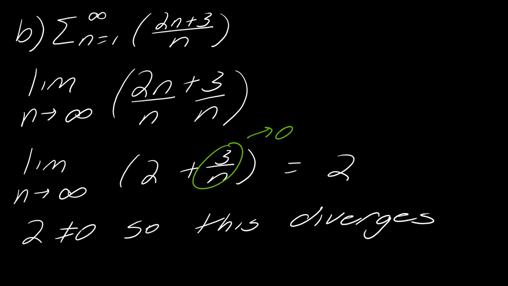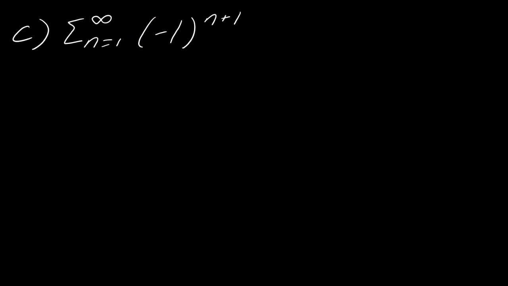If any of these went to 0, we would have to do more work to prove its convergence. But as long as this is not 0, it diverges. So it's that simple. This last one's also a really classic one as far as divergent series goes.